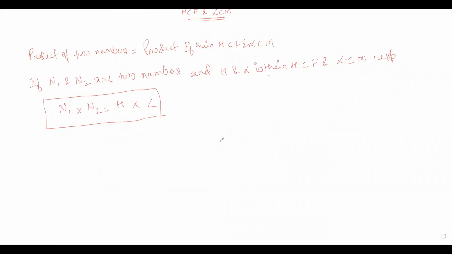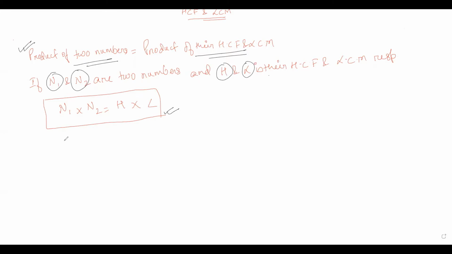Okay, so there is also a relation between two numbers and their HCF and LCM. The relation is that the product of the two numbers is equal to the product of their HCF and LCM. Suppose N1 and N2 are the two numbers and H and L are their HCF and LCM respectively. In that case, we can say that the product of the two numbers, that is N1 times N2, would be equal to the product of their HCF and LCM, which would be H into L.